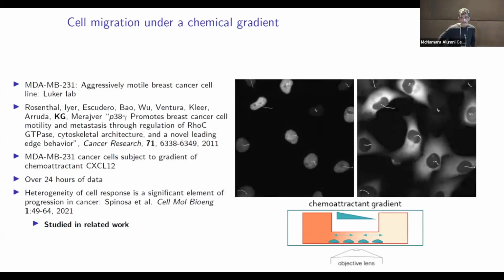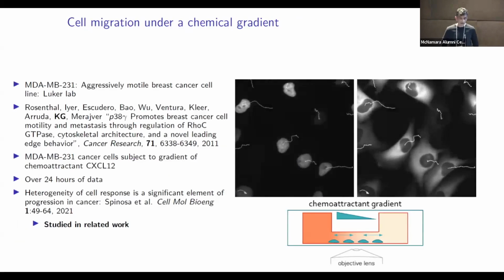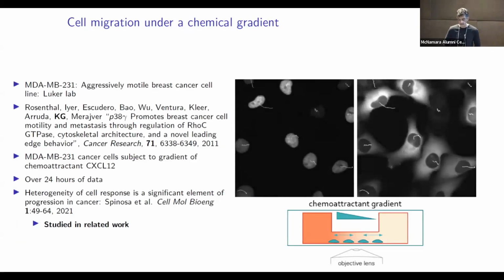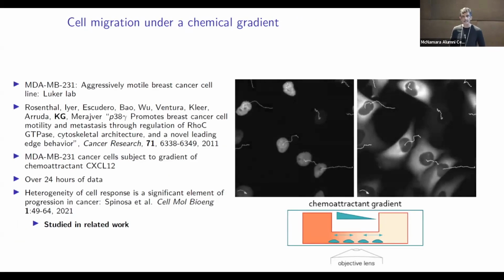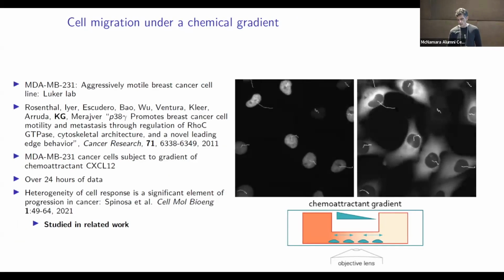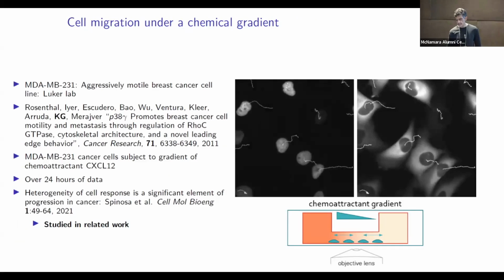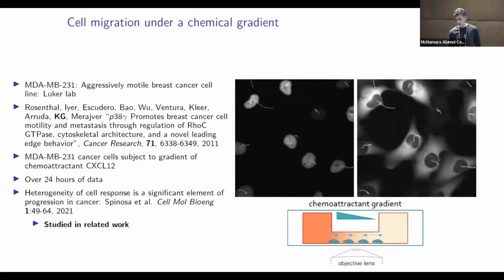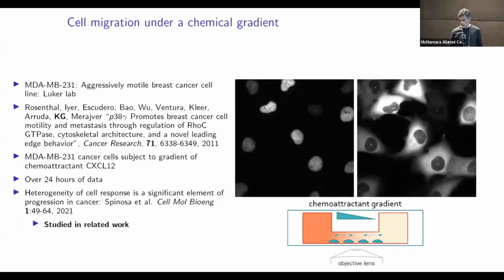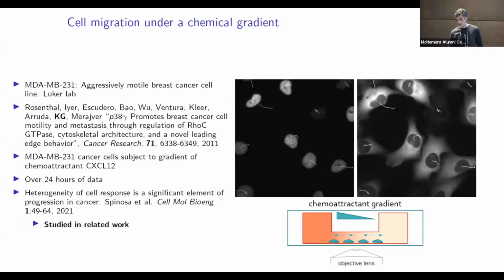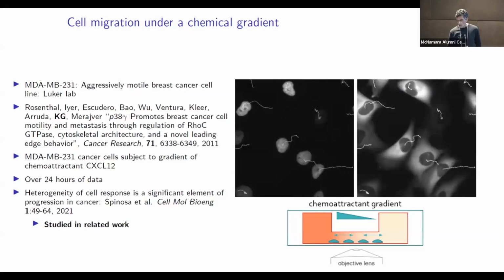Okay. So this is now an image of a different type of experiment done with these same cells. This is called a chemotaxis assay. What you're seeing here are these individual cells. The two videos are the same. And on the left, you're seeing only the cell nuclei. And on the right, you're seeing the cells also around them.